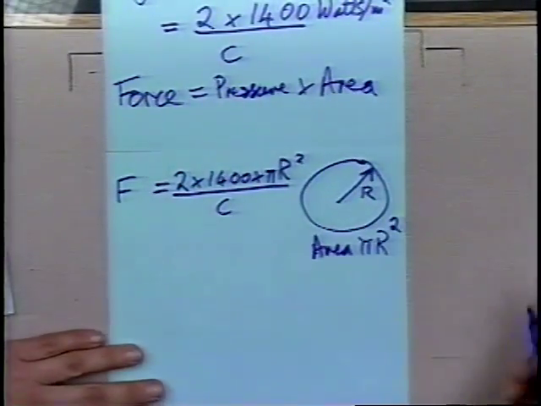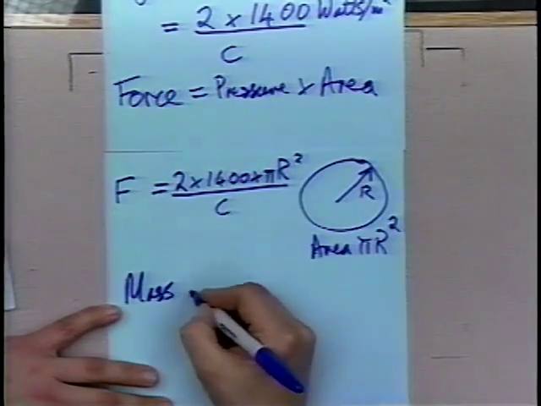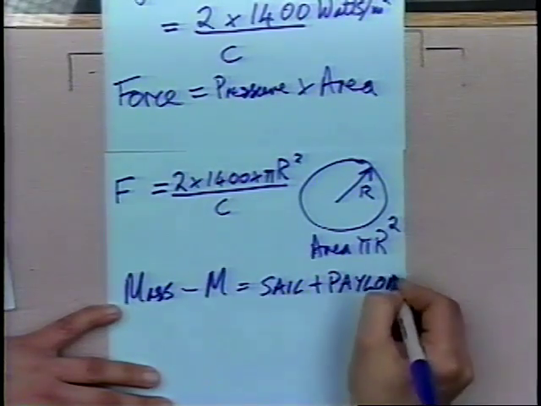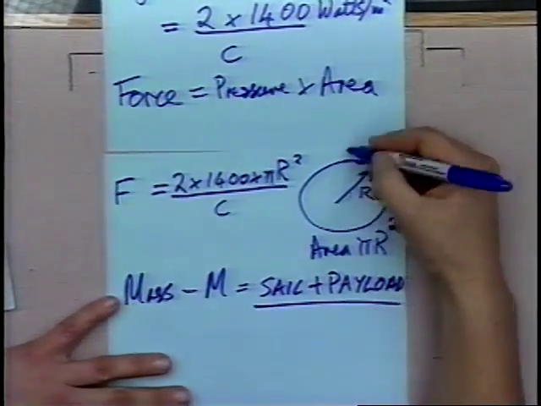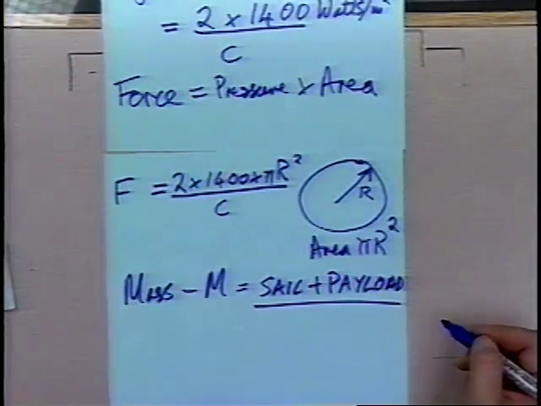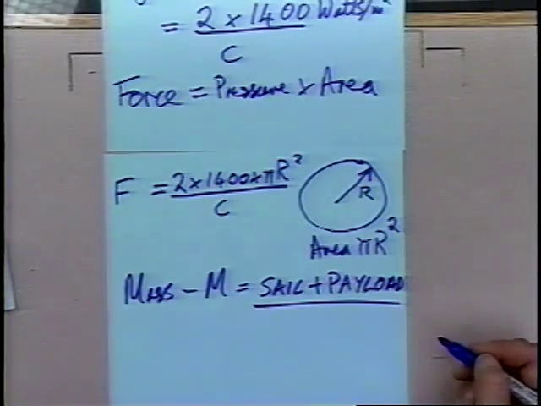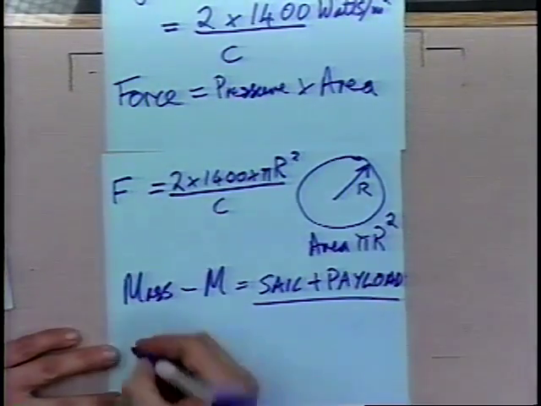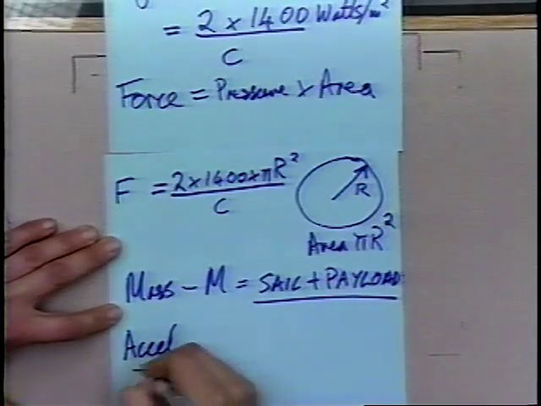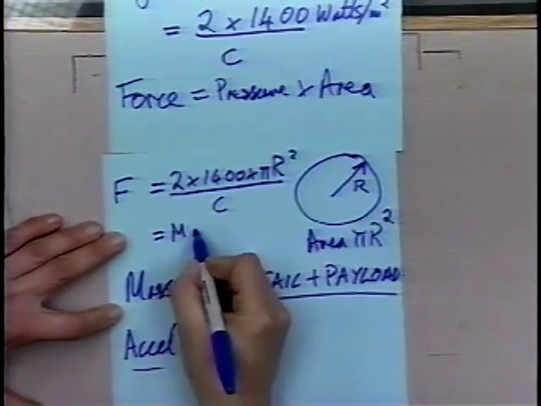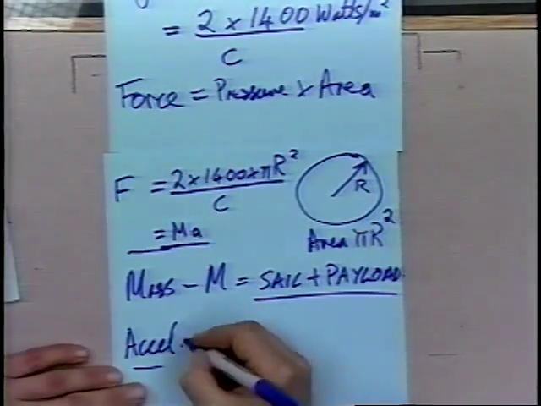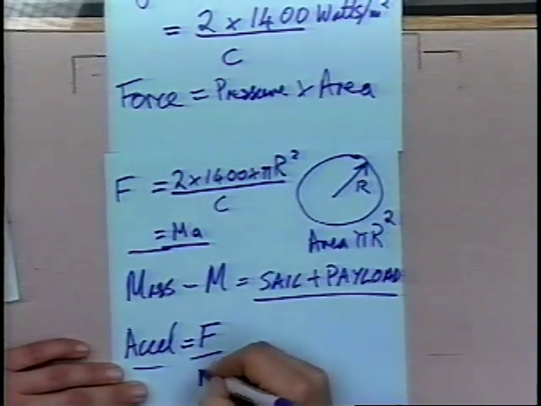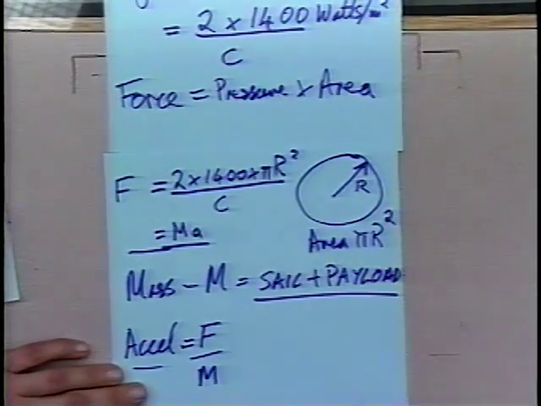Now, the mass, that's the sail plus the payload, because you've got to accelerate the sail as well as your solar panel, as well as the payload that you want to carry there, your camera or whatever, is, let's call it mass m. Then we have an acceleration. Remember that F equals mass times acceleration, Newton's law. Now acceleration is just equal to the force divided by the mass that you're trying to accelerate.